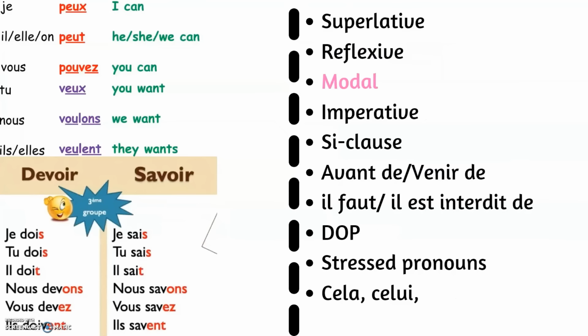Modal verbs, I'm pretty sure you've heard of these. I could, I would, I should, and here I have 4 examples. So pouvoir, which is can, vouloir, which is to want, and then also devoir and savoir. And these are quite good. It's quite a different way of talking about things. Rather than just using normal, regular and irregular verbs, this is just another kind of verb to use.